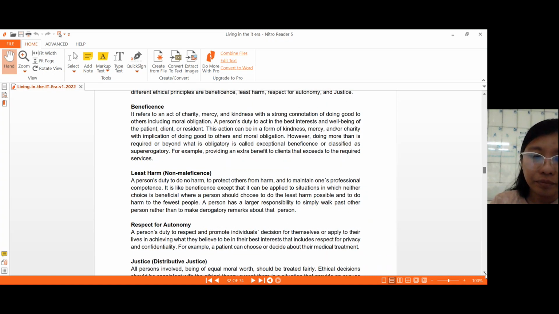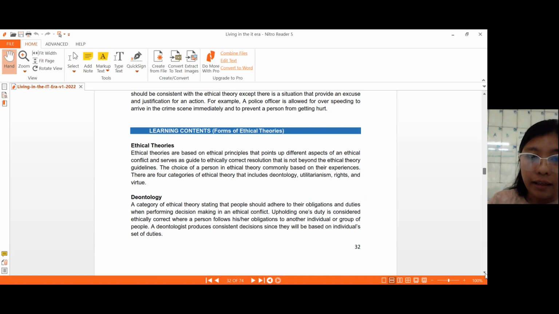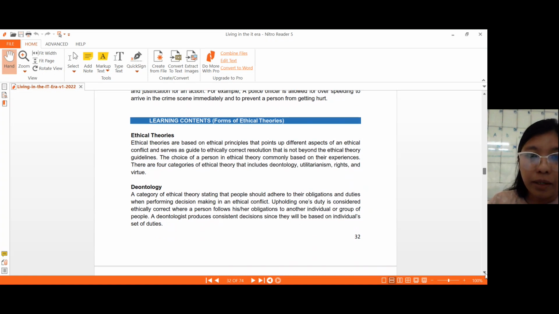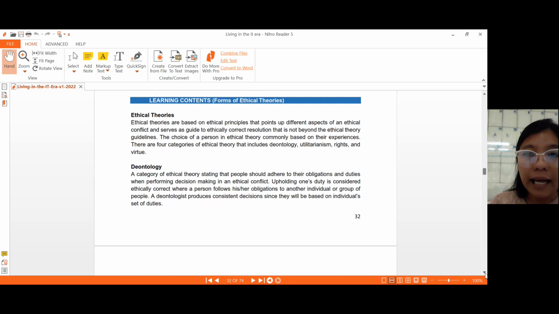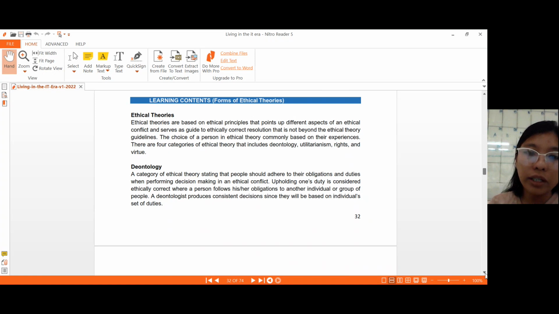Okay, so dito na tayo sa ethical theories. Ethical theories are based on ethical principles that point out different aspects of an ethical conflict and serve as a guide to an ethically correct resolution that is not beyond the ethical theory guidelines. So the choice of a person in ethical theory is commonly based on their experiences. There are 4 categories of ethical theory that include deontology, utilitarianism, rights, and virtue.